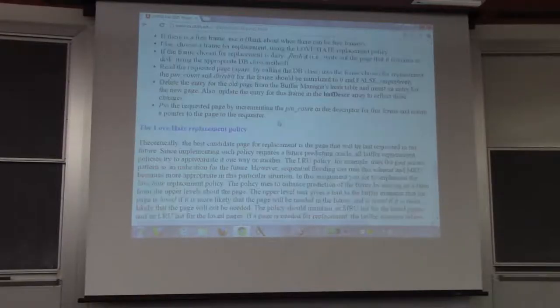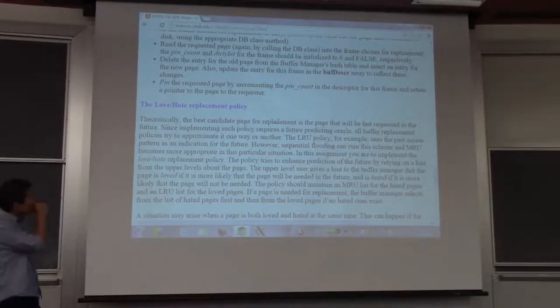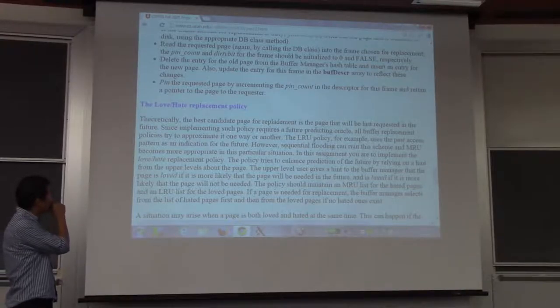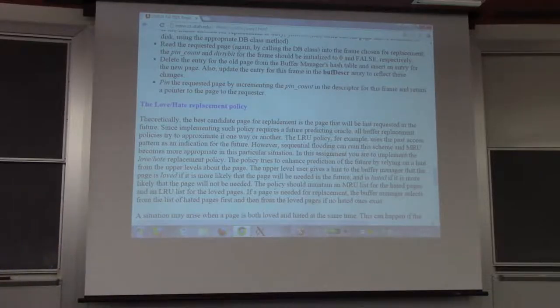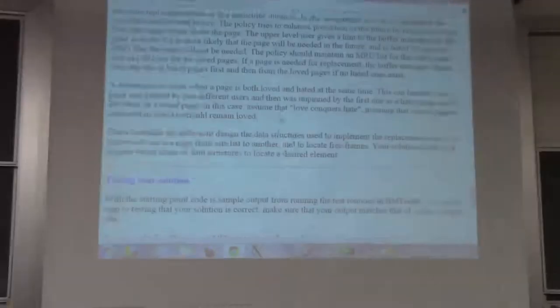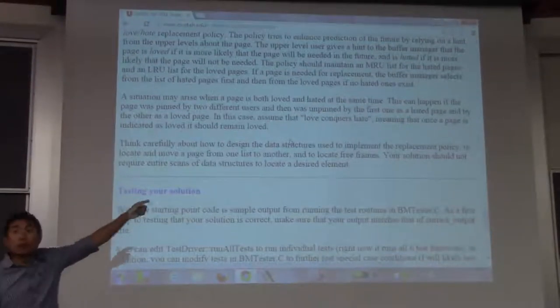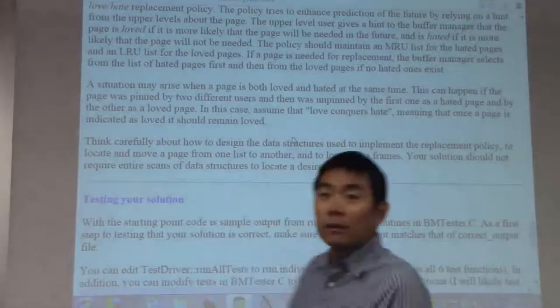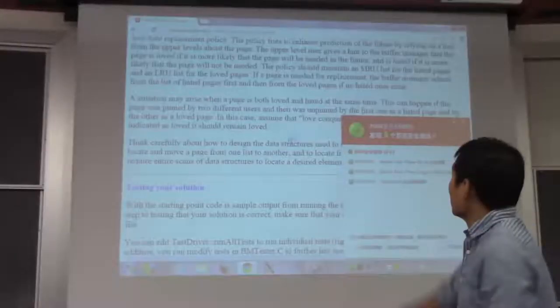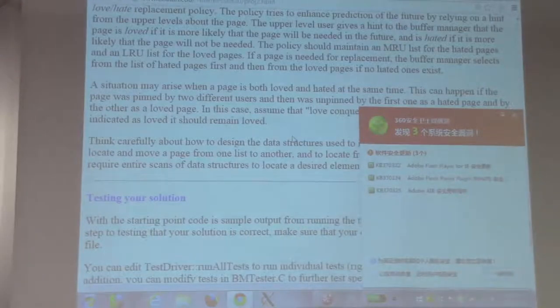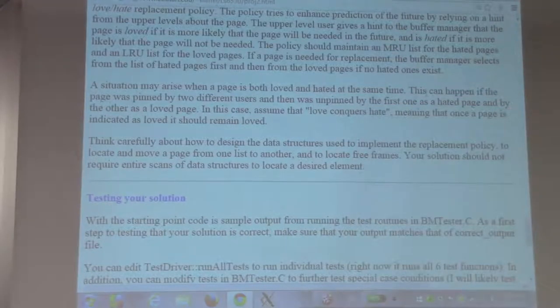Back to Daniel's question. So let's look at the description of this. Okay, so to Daniel's point, are you referring to the situation when a page is both love and hate? Well, I guess that's hate at first, and then another person marks it as being love. Yes, that's essentially love and hate at the same time, right? In this case, assume that love conquers, right? Meaning that once a page is indicated love, it should remain love.